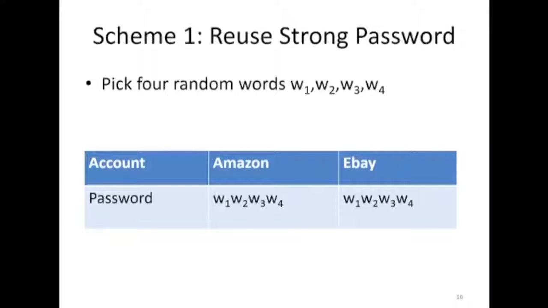All right, so let's look at a couple password management strategies that a user might adopt. So scheme 1 we'll call reuse. And here, just imagine picking 4 random words, XKCD style, and reusing that password at every different account. So at Amazon, your password is correct horse battery staple. At eBay, your password is also correct horse battery staple, etc.